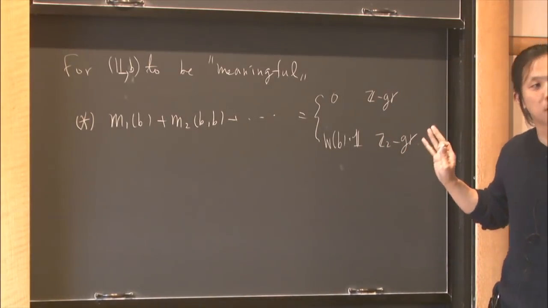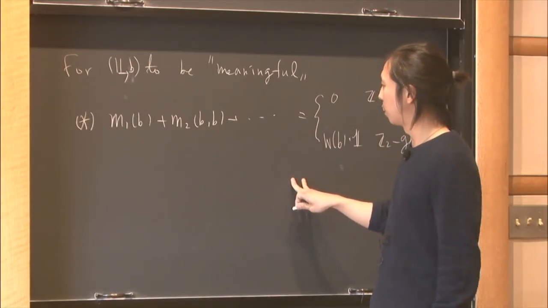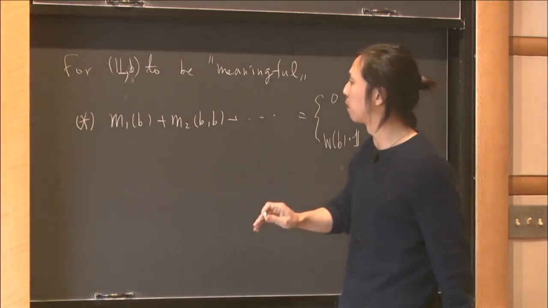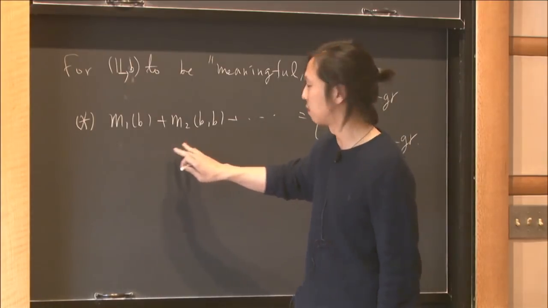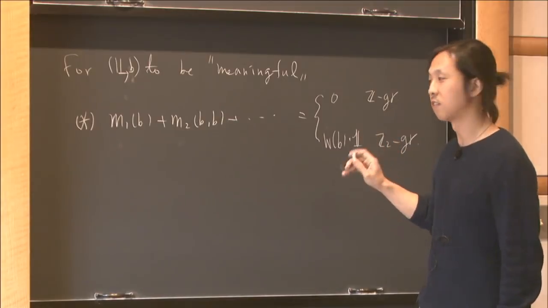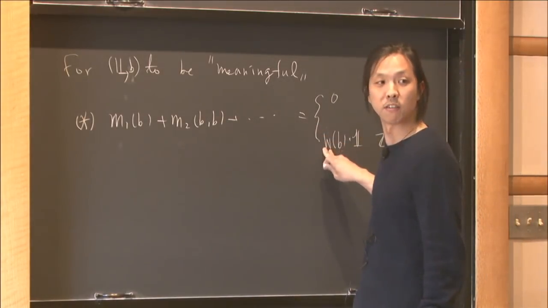So this is something called the Maurer-Cattan equation. If you forget this part, it looks pretty much like a deformation of complex structure. This is the differential, and this is the bracket. But now we're in this infinite world, so you have to put all these higher operations here.